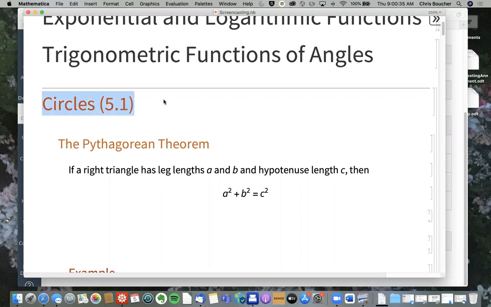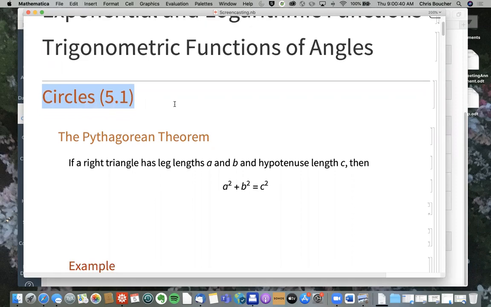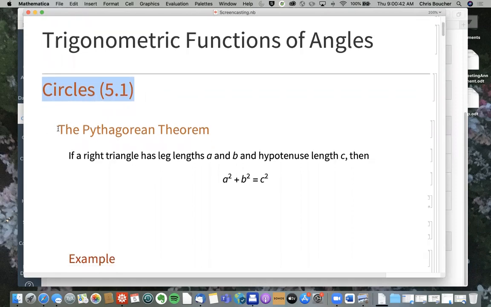This is a short video about circles, which is section 5.1 in the book. So a few preliminaries first. The Pythagorean theorem, I'm sure you have all heard of. It's one of the most famous theorems in mathematics, and it relates the legs of a right triangle, right? A right triangle, of course, is a triangle that has a 90-degree angle, and the hypotenuse of the triangle is the side opposite of the 90-degree angle. It's the longest side of the right triangle. And the theorem just says that if you take the sum of the squares of the legs, you get the square of the hypotenuse. A squared plus b squared equals c squared.